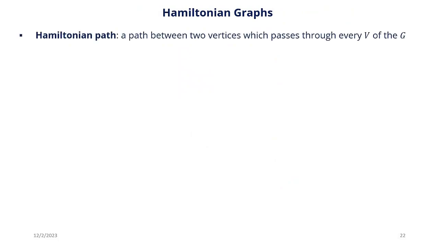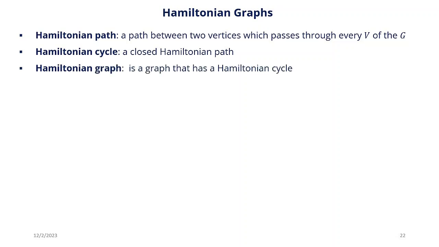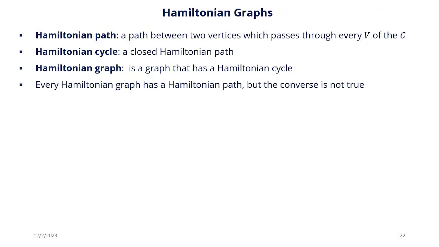Now let's consider Hamiltonian graphs. We begin with a Hamiltonian path, which is a path between two vertices which passes through every vertex of G. A Hamiltonian cycle is a closed Hamiltonian path. A Hamiltonian graph is a graph that has a Hamiltonian cycle. Every Hamiltonian graph has a Hamiltonian path, but not every graph that has a Hamiltonian path is a Hamiltonian graph. The converse is not true.